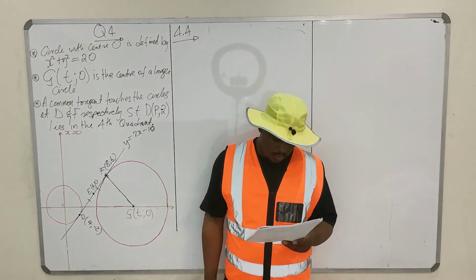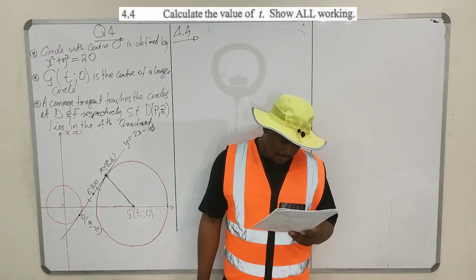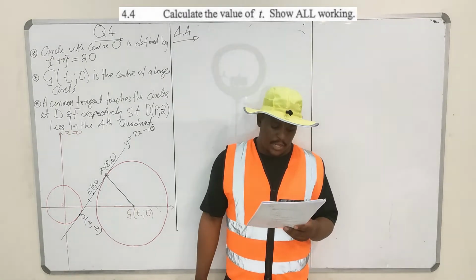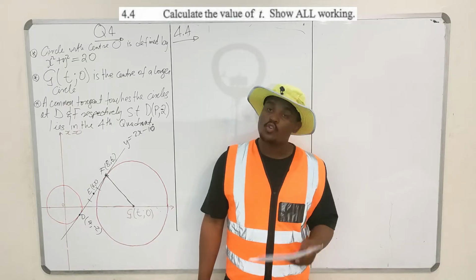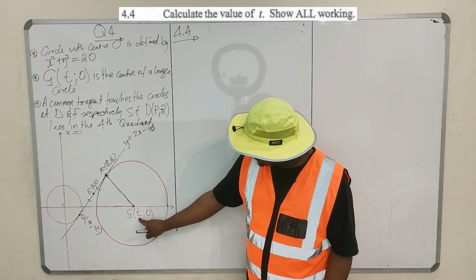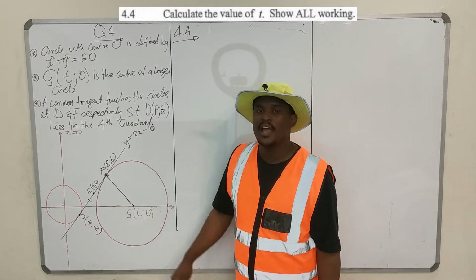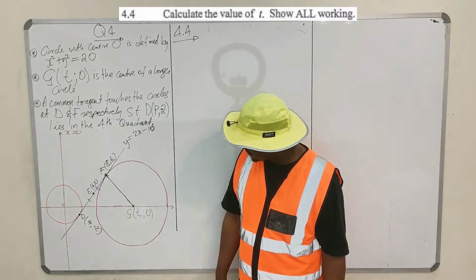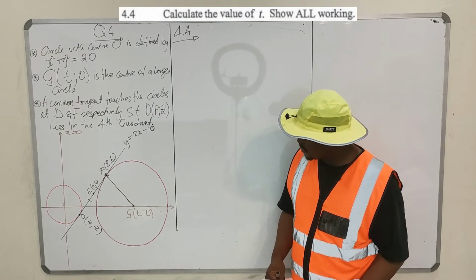Okay, so now we are doing 4.4. So 4.4 reads as follows. Calculate the value of t. Show all your calculations. What is t? T is this value here. Right? So they want you to find the value of t and show all your calculations. No problem. How do we do this?